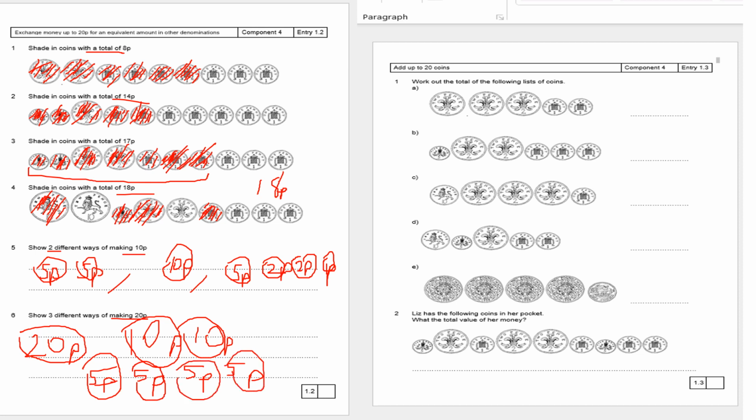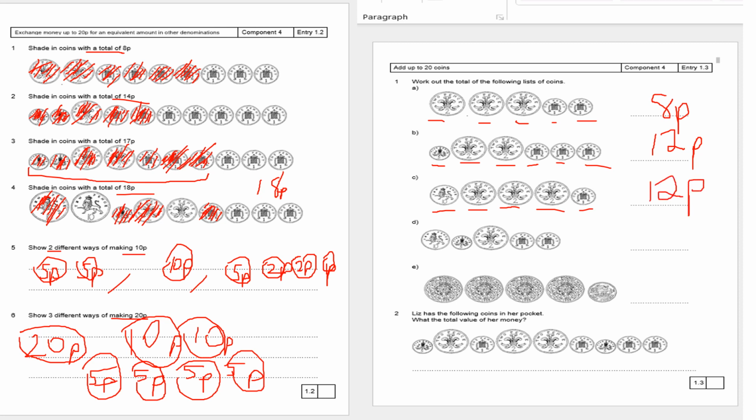Now looking at adding up coins, component 4 1.3. Work out the total of the following list of coins: 2p, 4p, 6p, 7p, 8p. So now it's 8 pence. Essentially it's now working backwards, so it's giving you the coins and asking you to work out the total. Total means the sum of 5 pence, 7 pence, 9 pence, 10 pence, 11 pence, 12 pence. So that's going to be 12p.